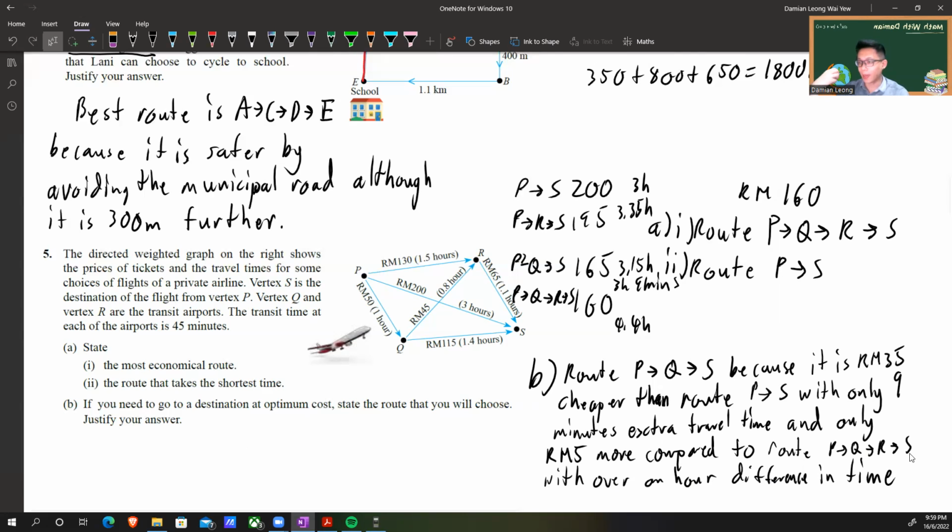So whether you compare the cheapest option or the most expensive option, both ways show that the PQS is definitely the most reasonable choice. It's only a bit more expensive than the cheapest choice, but it saves so much time. It's only 9 minutes more than the most expensive choice. So of course, I take the PQS.